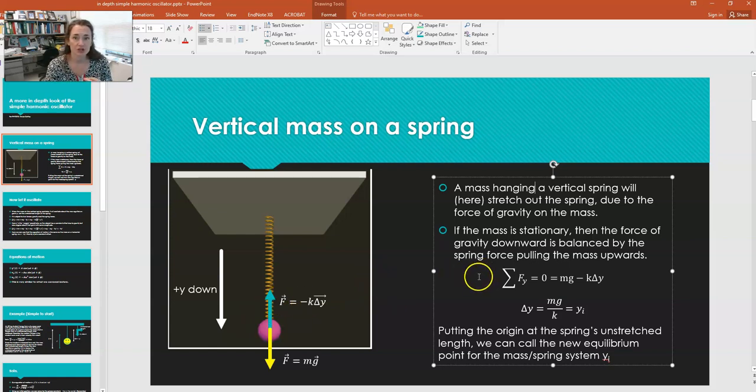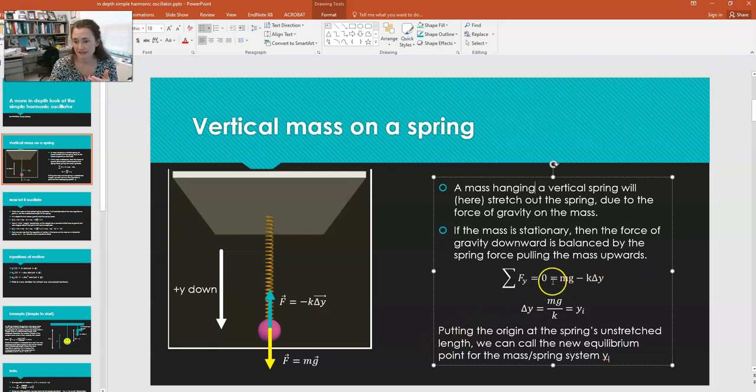Now, if we look at just the y component, all we have here is y components anyway, and in this problem it's more convenient to have the positive y-axis pointing down. Then if you say the sum of the forces is equal to 0, as it is for any non-accelerating mass, you have mg acting down. If down is positive, then mg is positive, and then you have the spring force acting upward, which in this case is negative, so the negative k delta y.